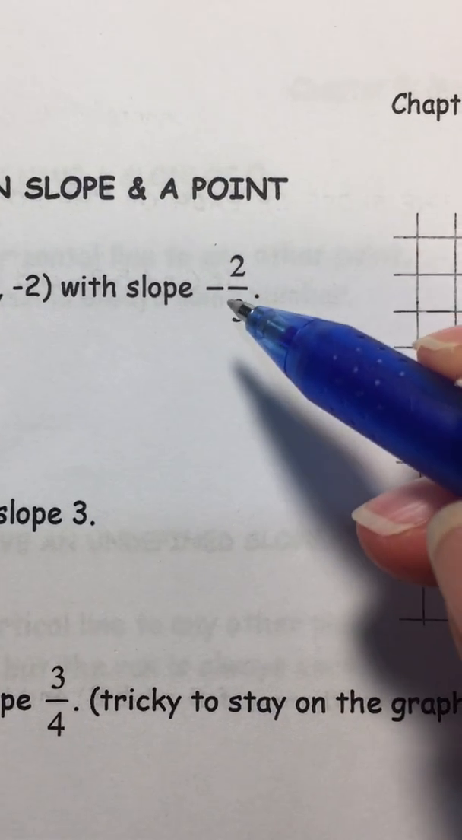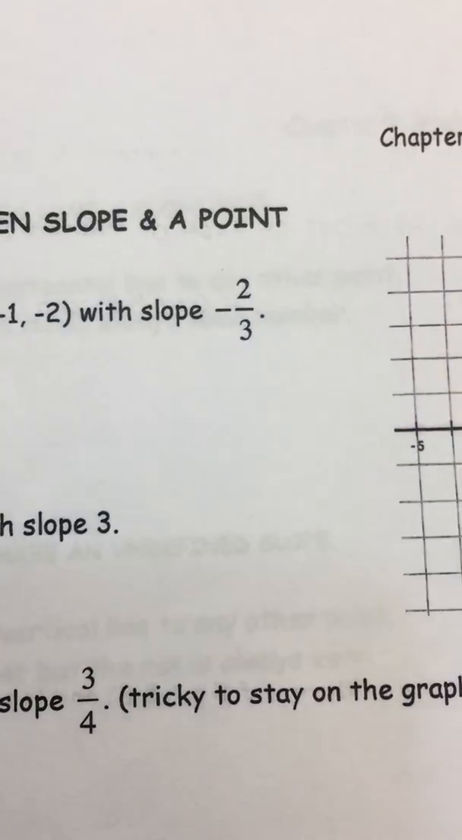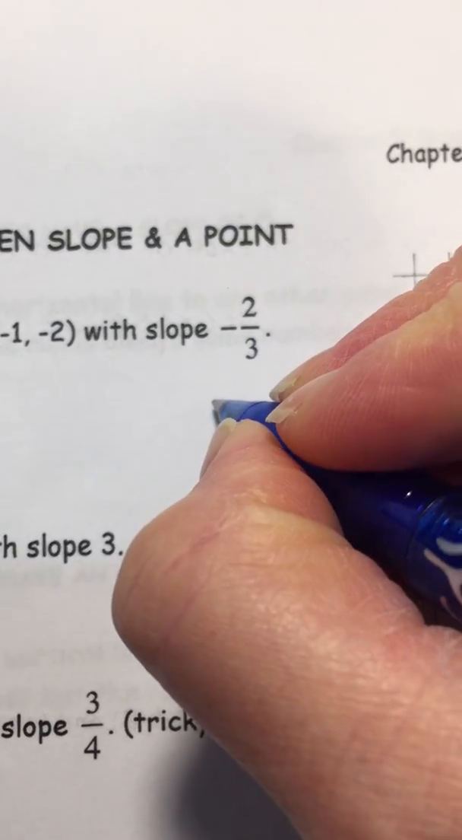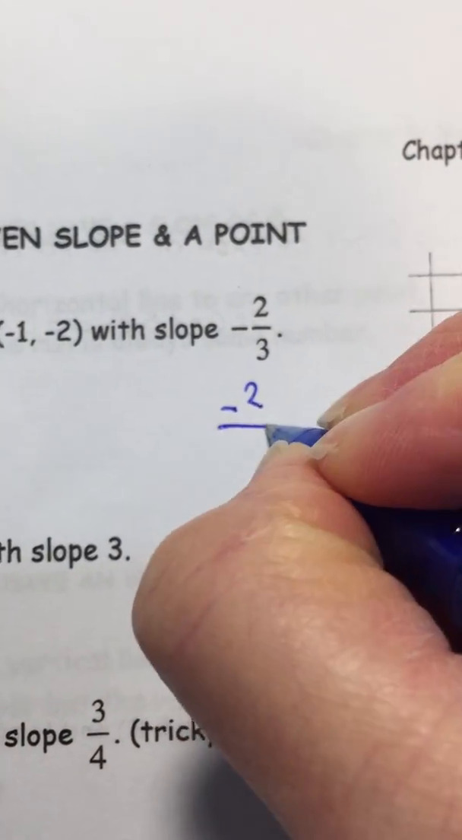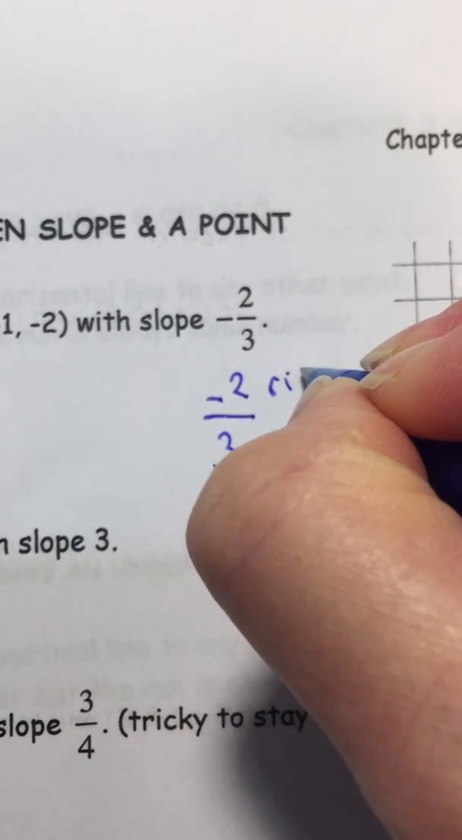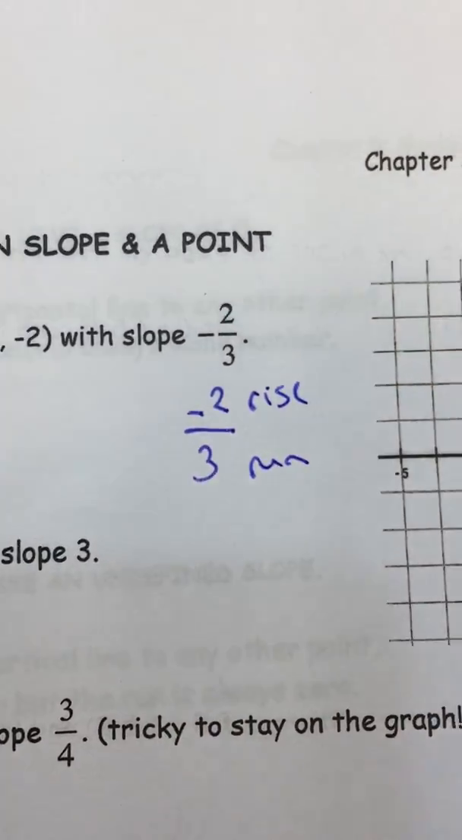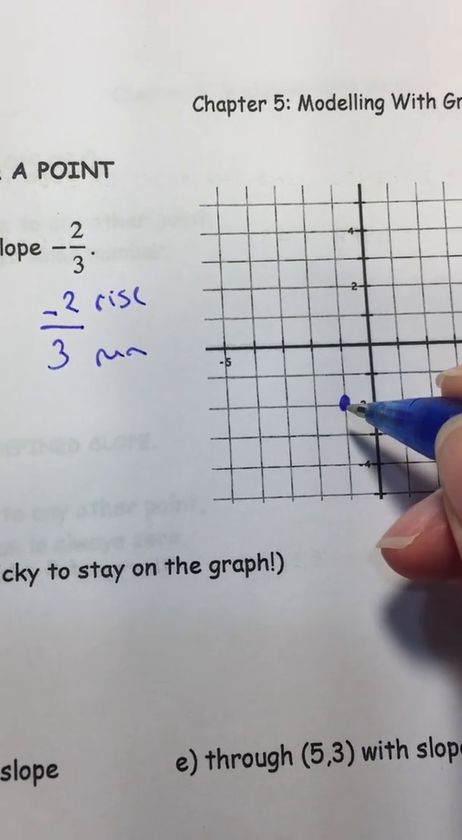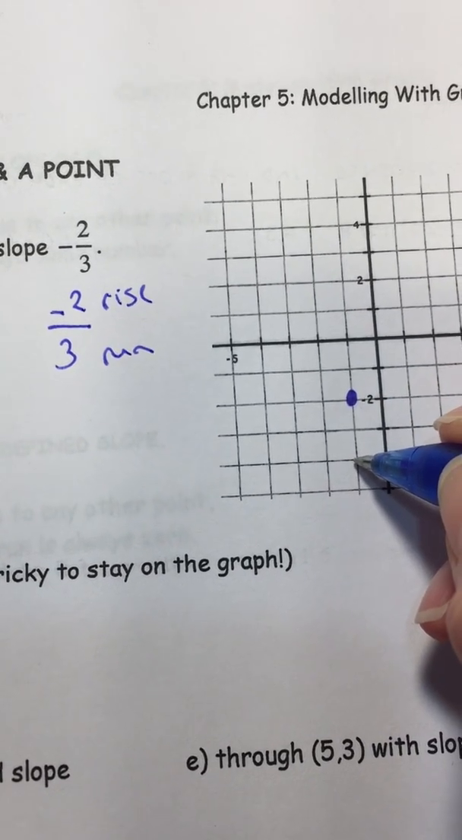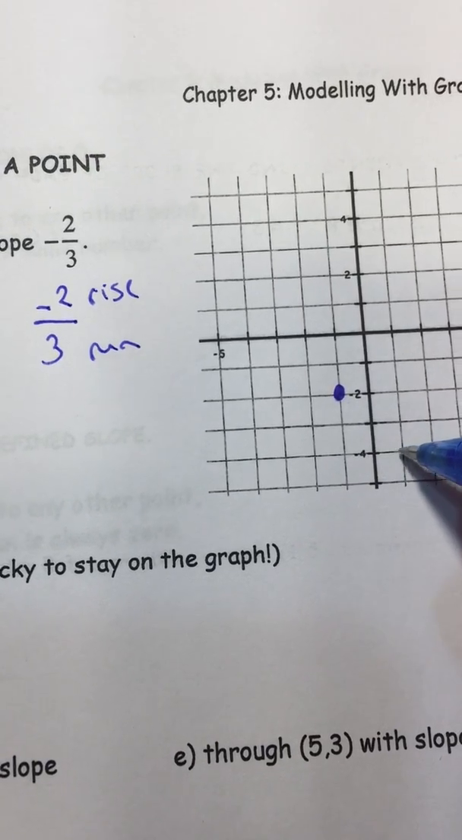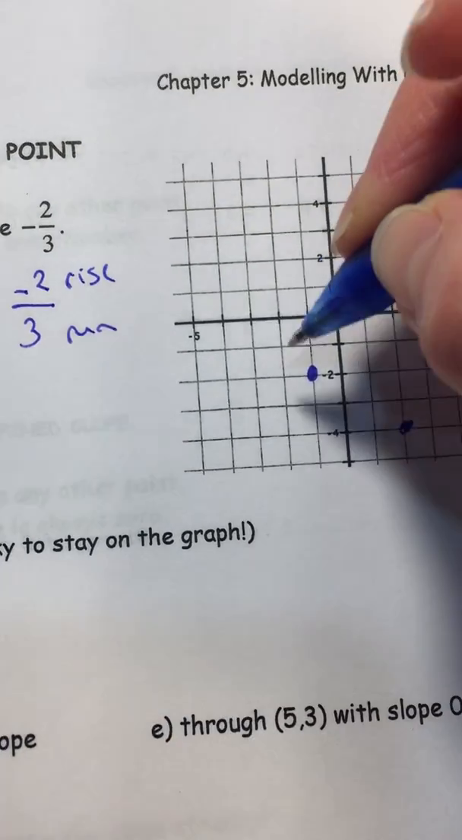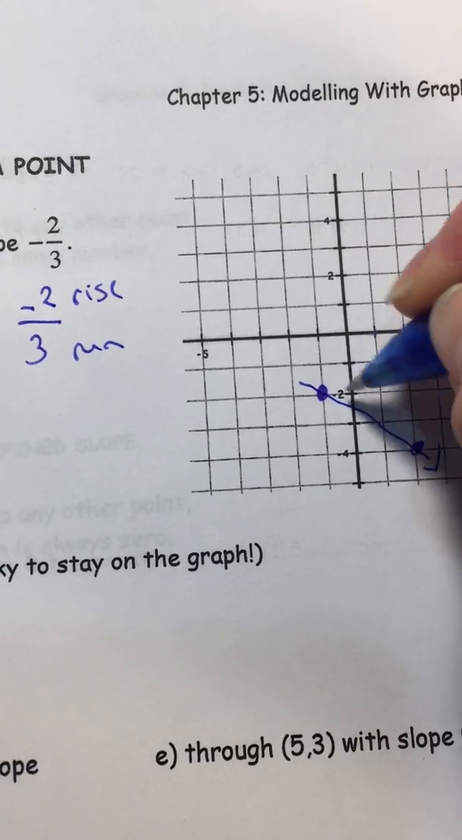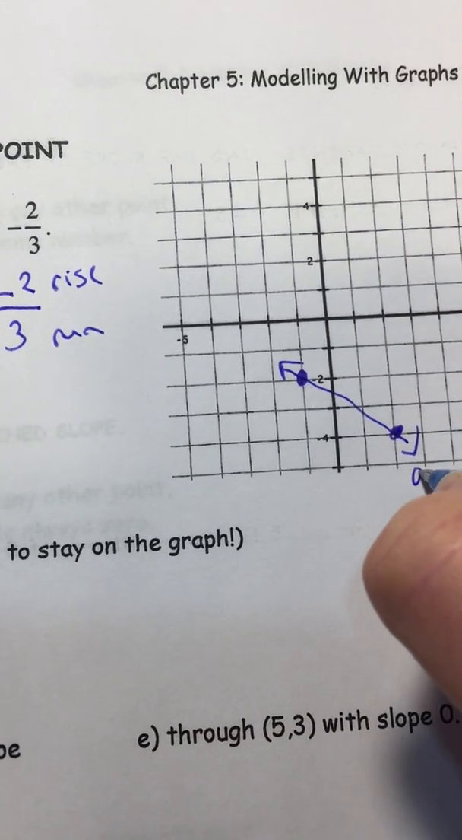And now we know our slope is -2 over 3. Well, we have to attach that negative to one of the values. So I'm going to write -2 over 3 and recognize that this is my rise and this is my run. So from this point, I'm going to rise -2. So I'm going to go down 2, and I'm going to run in the positive direction 3: 1, 2, 3. And I'm going to land there. And then I connect the points. And that would be line A.